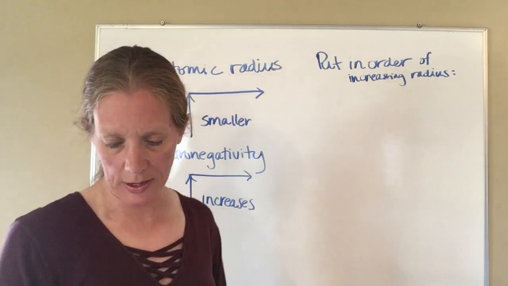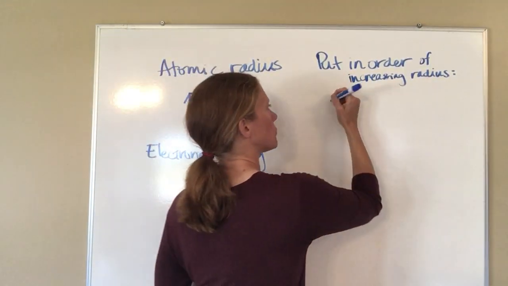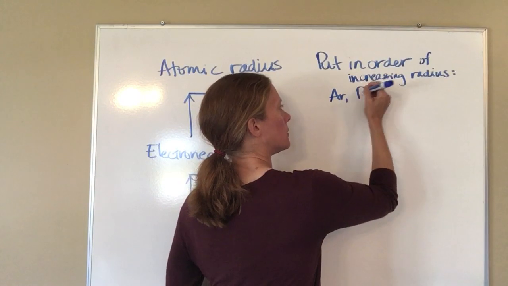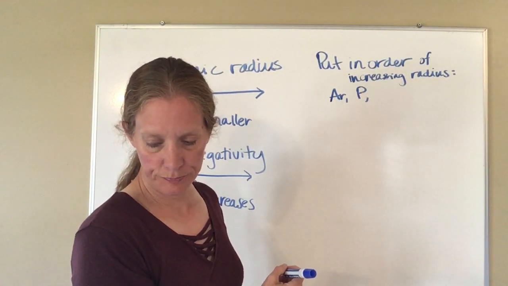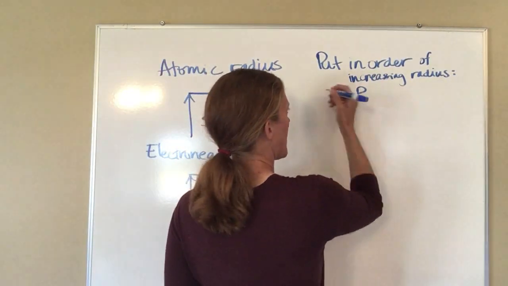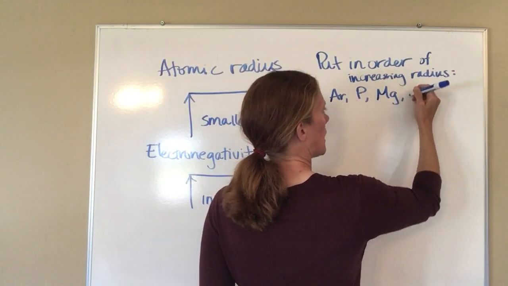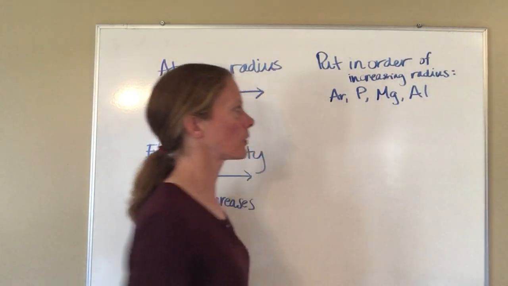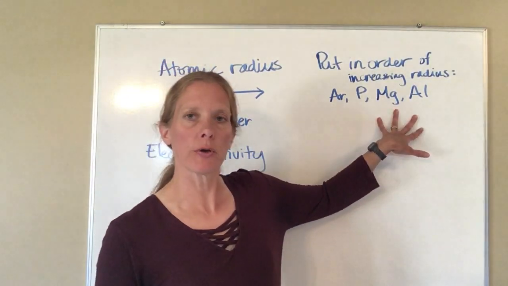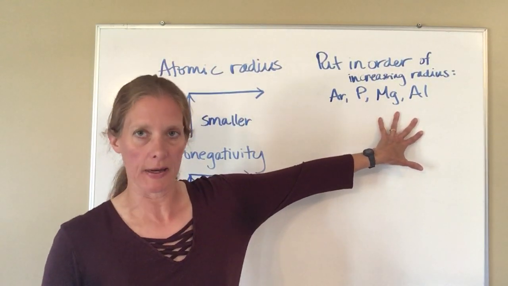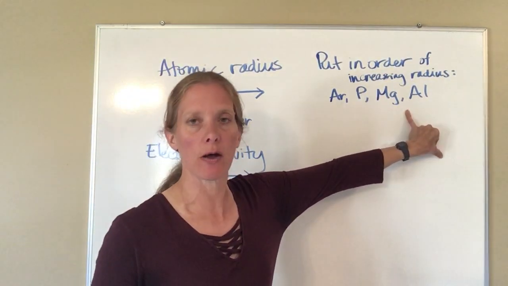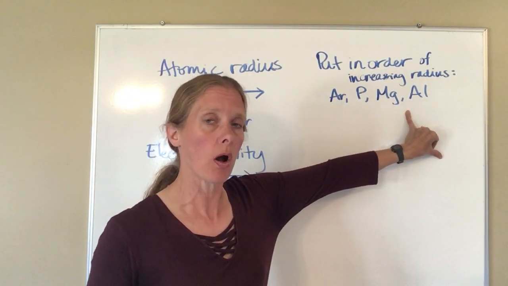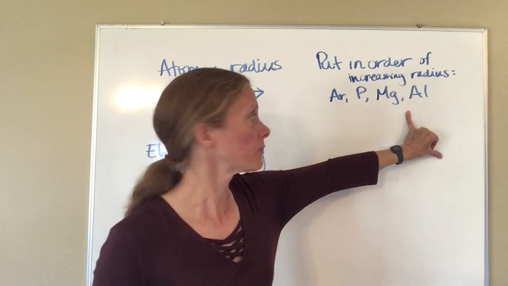So we're going to look at 4: argon, phosphorus, magnesium, and aluminum. Okay? So now if you pull out your periodic table and look at it, what you will see is that all 4 of these elements are in the same row on the periodic table, correct?